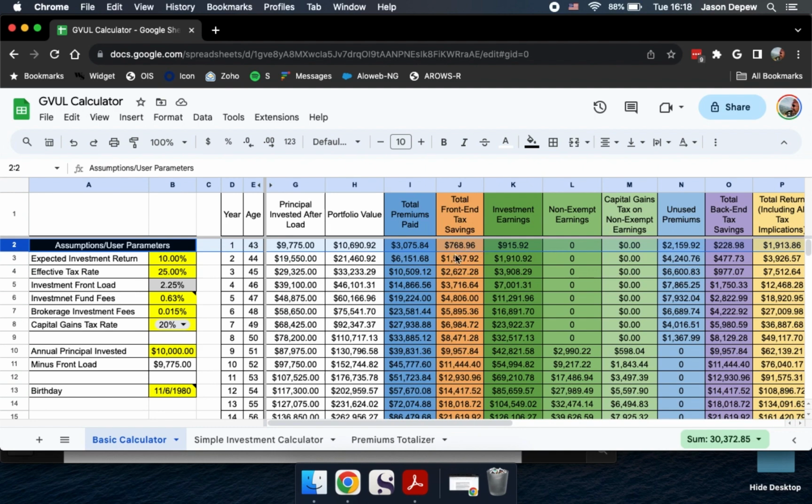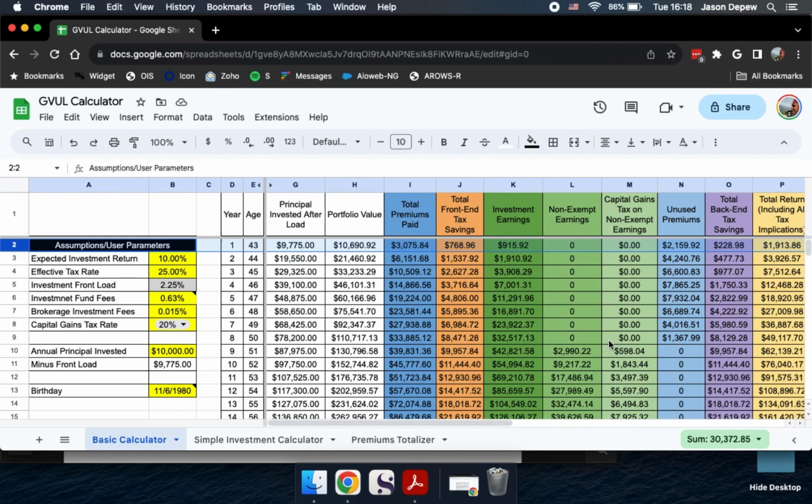Then you've got your total front-end tax savings. This is pulled directly from that table that MetLife provides. And we calculate investment earnings in the green column here, which is just your portfolio value minus your principal invested. Next, we've got this non-exempt earnings column here in the middle shade of green. So really all that is showing is, has your investment earnings exceeded the premiums paid by Delta? Until that's happened, all of your earnings are exempt from capital gains tax because the premiums step up your cost basis and exclude all of your earnings from taxes.